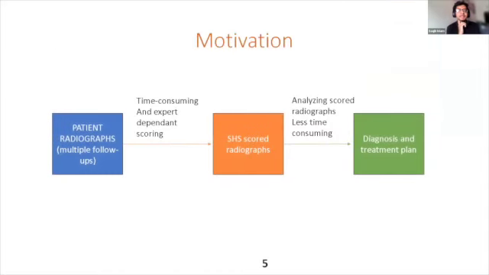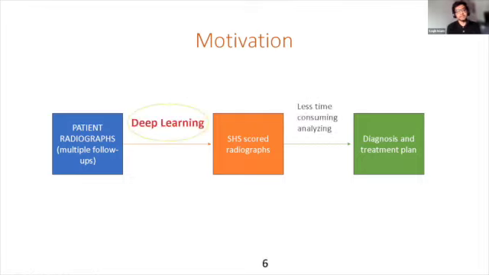So what was the motivation behind the project? The motivation was to improve this evaluation. We start with patient radiographs, which can be from multiple follow-ups as well. Then we have this time-consuming and expert-dependent scoring process where we score each of the joints of the individual radiographs, and we end up with Sharp-scored radiographs. From these, the expert again has to analyze the scored radiographs, calculate the total score, and then determine the diagnosis and treatment plan for that particular patient. Since this part of the process is time consuming and very expert-resource dependent, we decided deep learning might be able to help here.